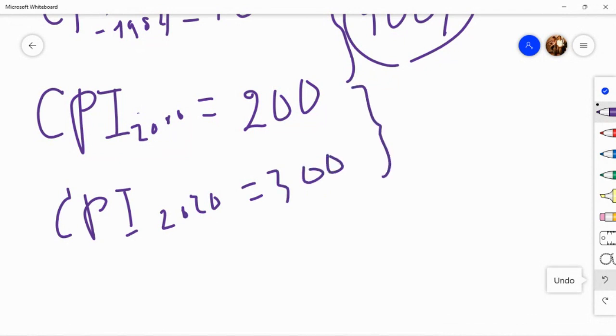Okay, then between 2000 and 2020, this is a question. This is a bonus question, right? Bonus point question, extra point question. So answer me, please, think carefully and give me a correct answer. So in 2020, if CPI is 300, between 2000 and 2020, it's 20 years. How much inflation was there? Anyone? How much inflation was there?